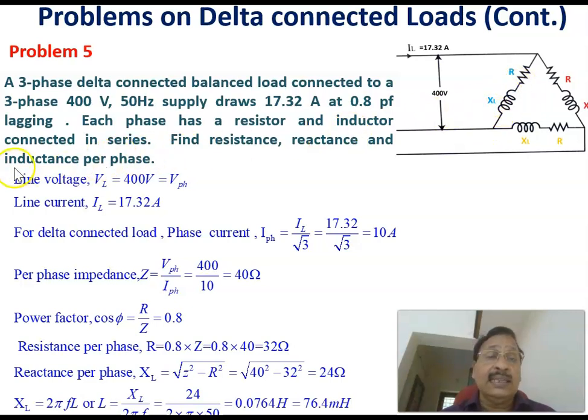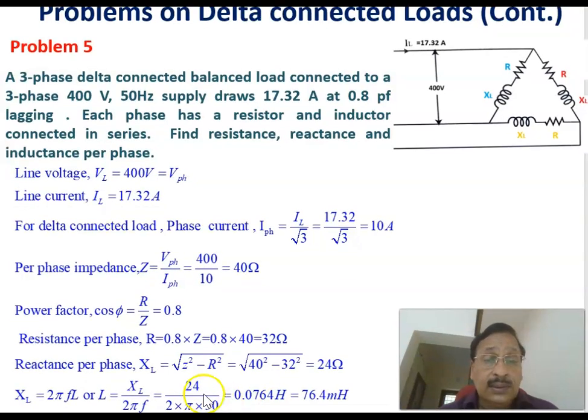Then finally you are asked to find the inductance per phase. XL is given by 2 pi f into L, or L equals XL divided by 2 pi f, which is 24 divided by 2 into pi into 50, equal to 0.0764 Henry, or 76.4 millihenry. Therefore, that is the inductance.